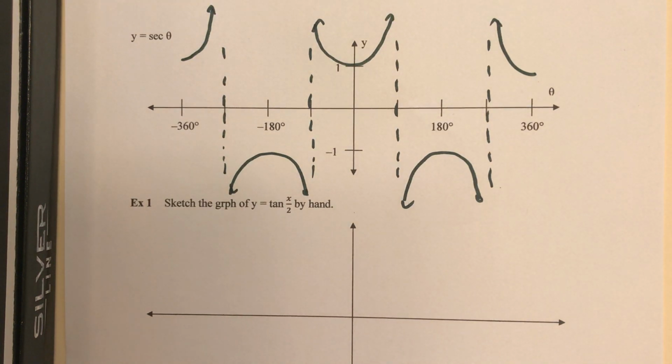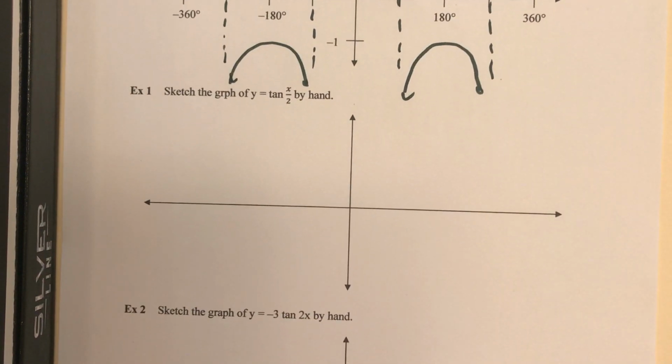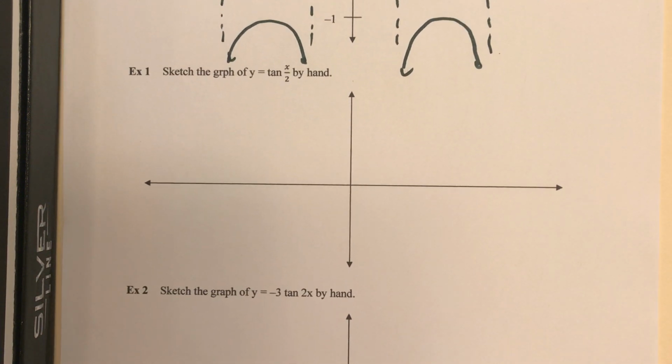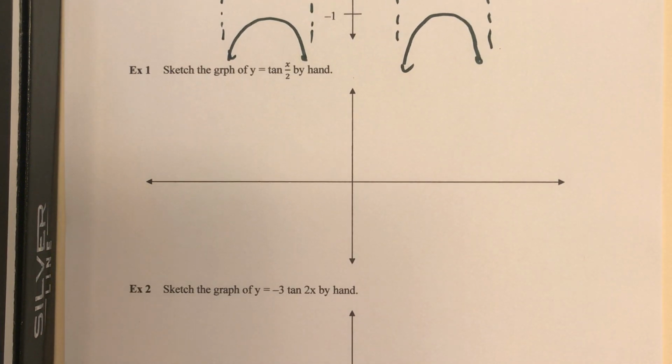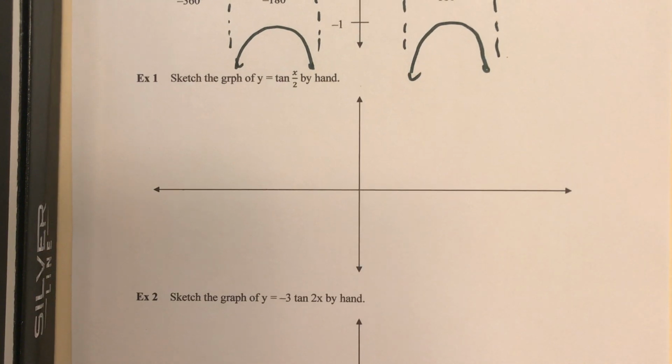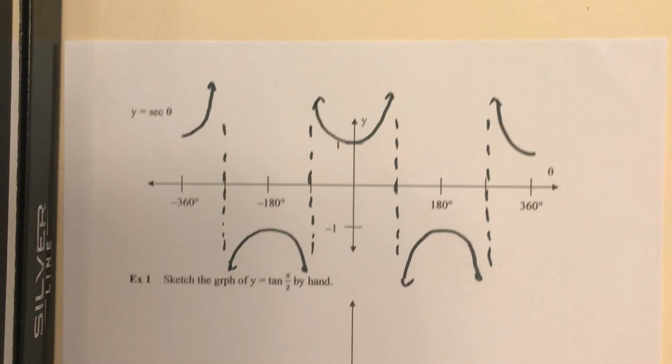Okay, so let's go through some examples here. Number 1 says sketch the graph of y equals tangent of x over 2 by hand. One thing we're going to want to look at is on your formula sheet, we had formulas for sine and cosine. There's also formulas we're going to use for tangent. On your formula sheet down at the bottom, I want you to add in the formula for tangent, and I'll just put it at the top here.